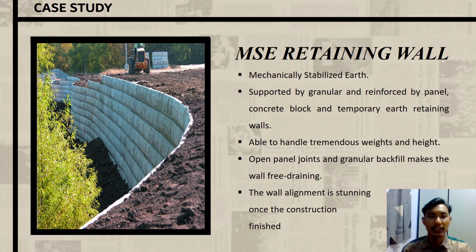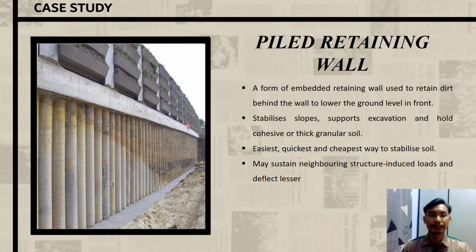Next, the MSE retaining wall, which stands for Mechanically Stabilized Earth wall. The wall is supported by granular fill and reinforced by panels, concrete blocks, and a temporary earth retaining wall. This wall is able to handle tremendous weights and heights. Other than that, open panel joints and granular backfill make the wall free draining. Moreover, the wall alignment is stunning once it is done.